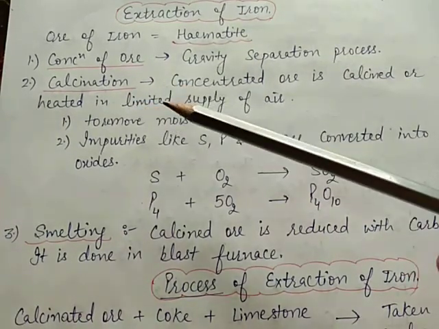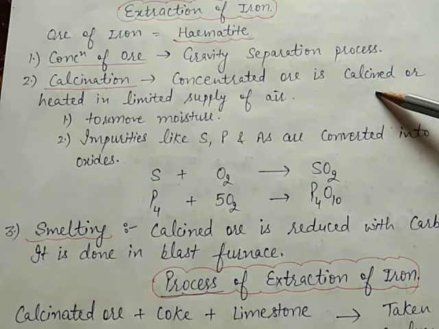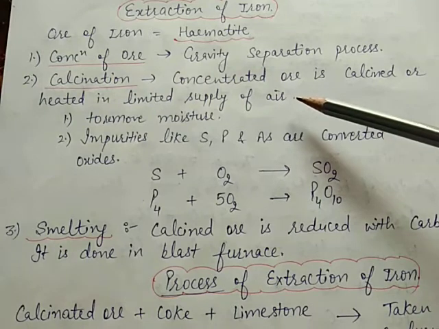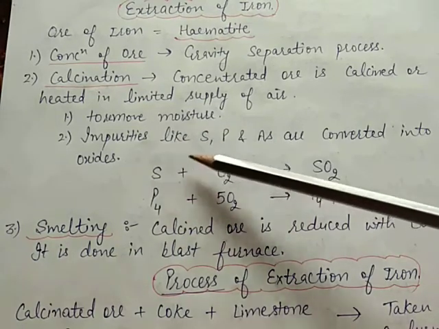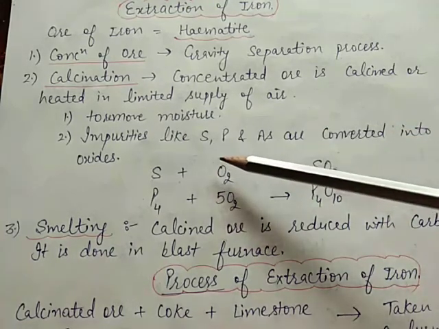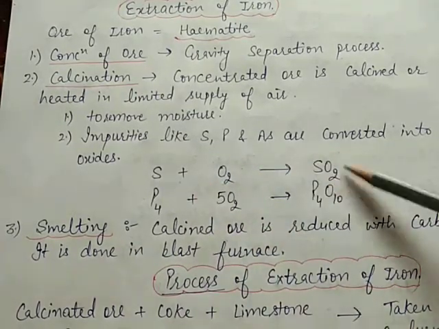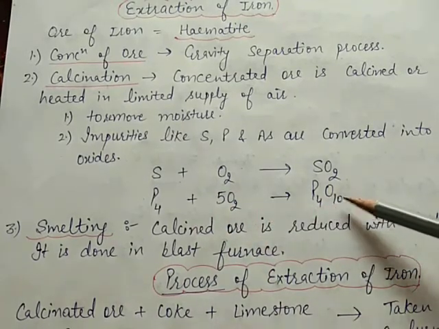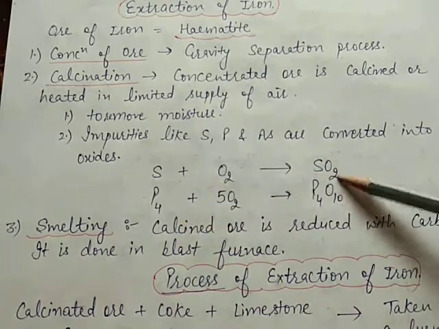Second step is calcination. In this step, the concentrated ore is calcined, or heated, in a limited supply of air to remove the moisture. Second, impurities like sulfur, phosphorus and arsenic are converted into oxides. Sulfur in presence of O2 will form SO2, and phosphorus in presence of oxygen will form P4O10. Means these impurities are converted into oxide form.